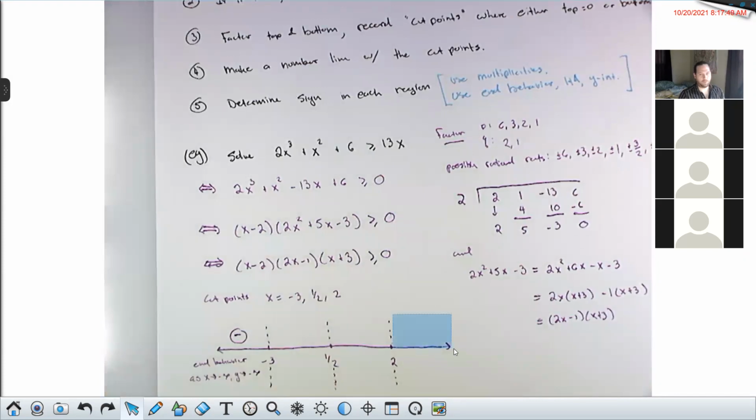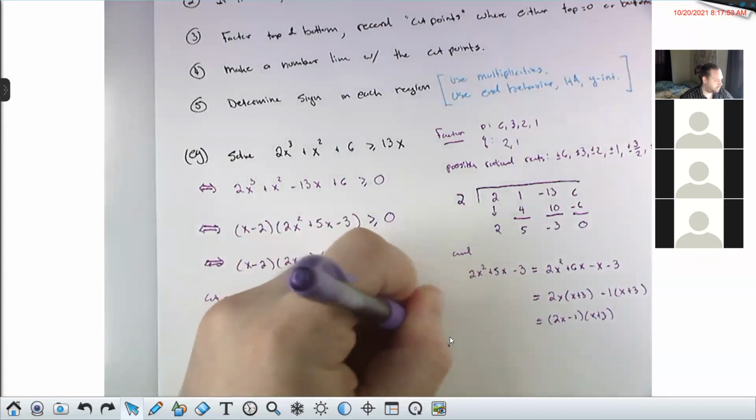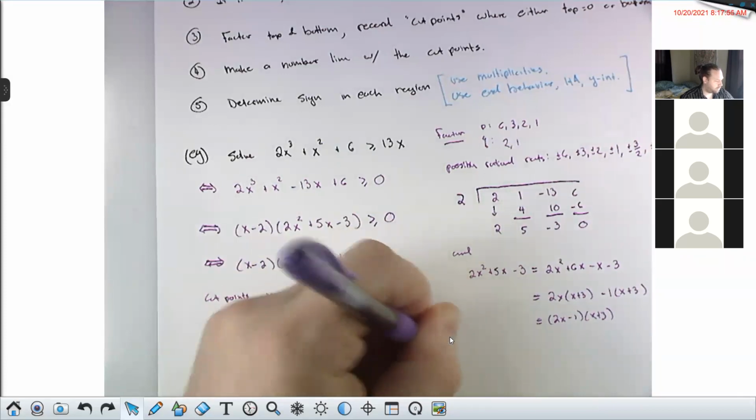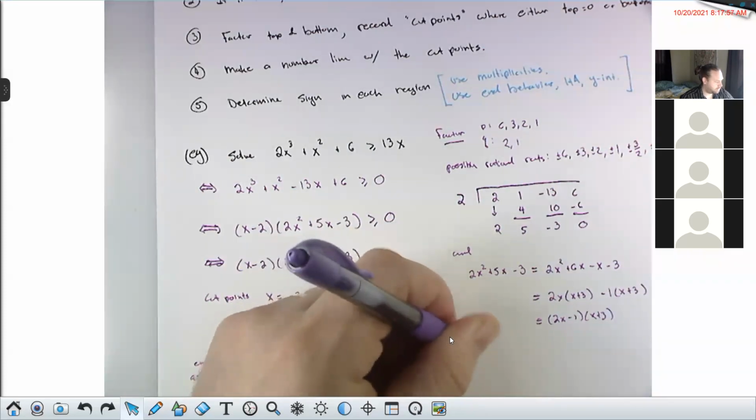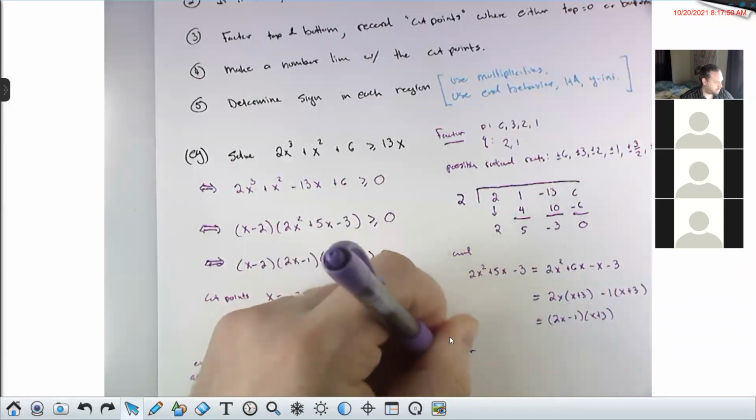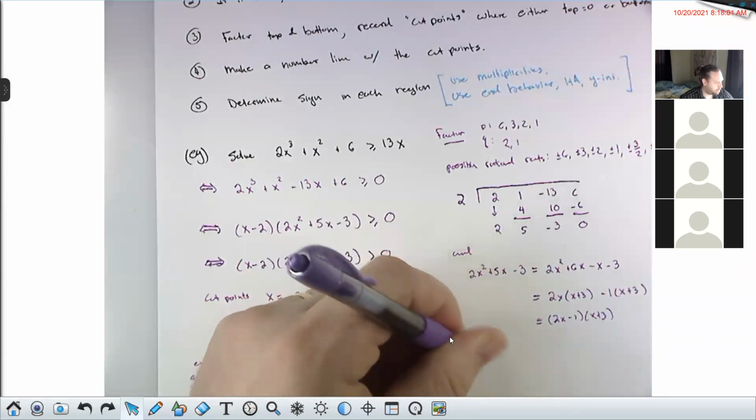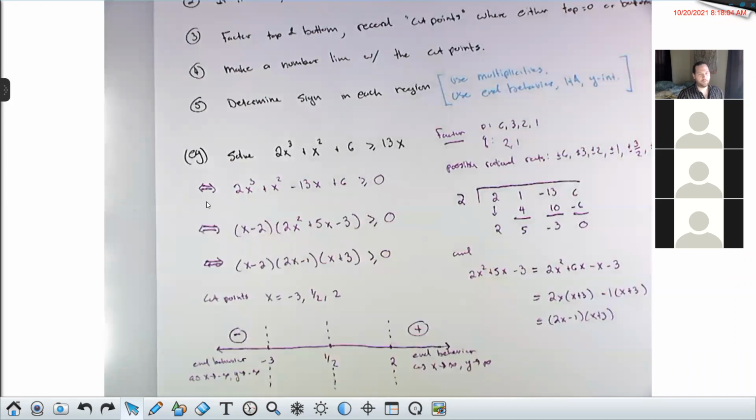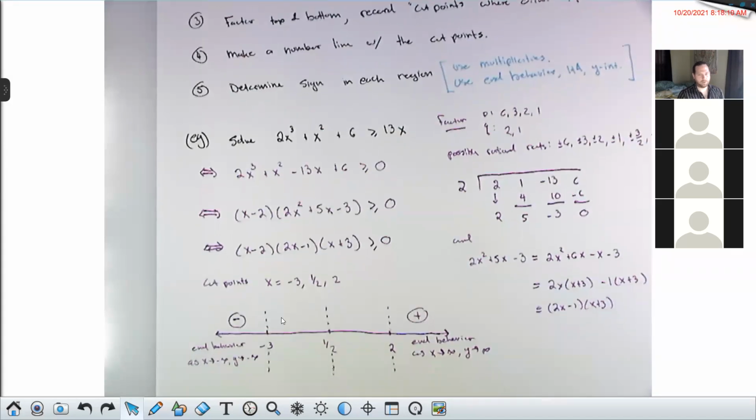We could also fill in the far right one from the end behavior if we wanted to. We know that this one will be positive. So x goes to positive infinity, y goes to positive infinity, because this is a polynomial of odd degree, degree 3, with a positive lead coefficient. I still need to know whether this is a positive or a negative, whether this is a positive or a negative, and that's where the multiplicities come in.